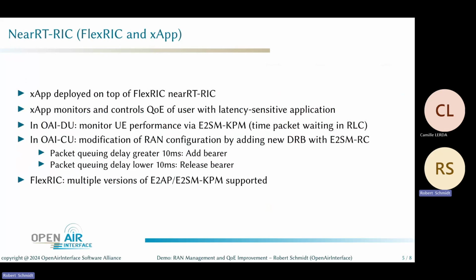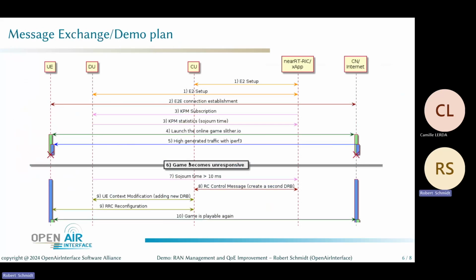Okay, so just the small caveat. Basically what we say is if the packet queuing delay in the DU is larger than X, then we add a bearer, and if it's lower, then we release the bearer. We use the KPM to get the measurements, and we release on the RIC control. So then here's also the overall message exchange.